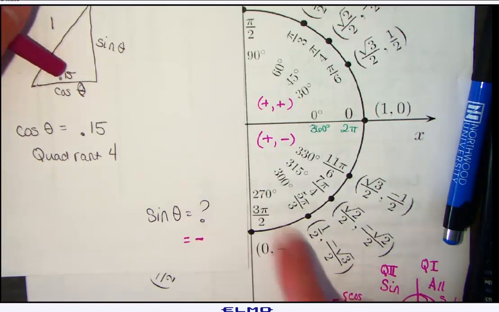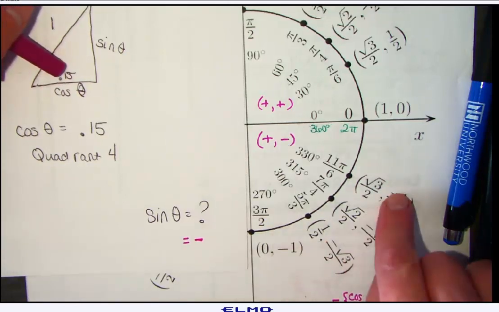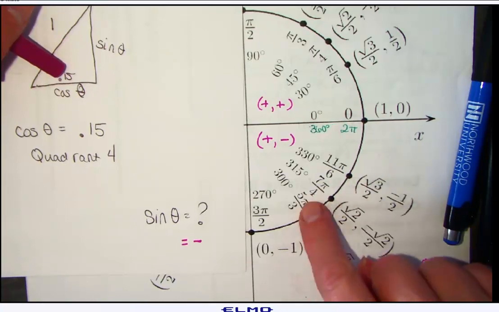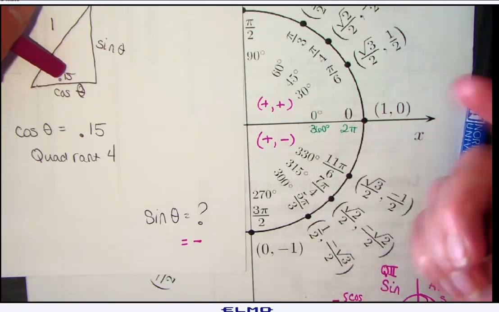Now 0.15 is not showing up in here as a value. 0.15 is not one of these select angles on my unit circle.